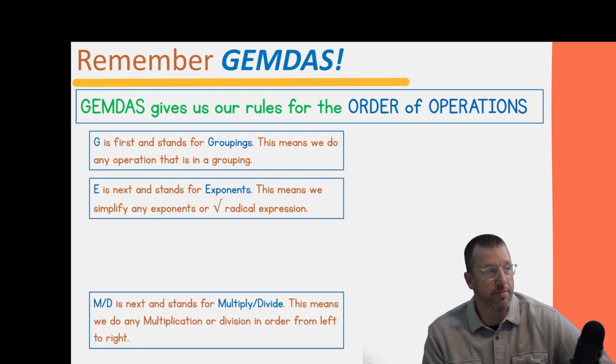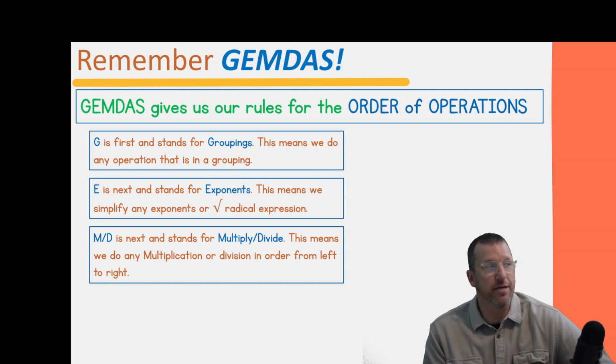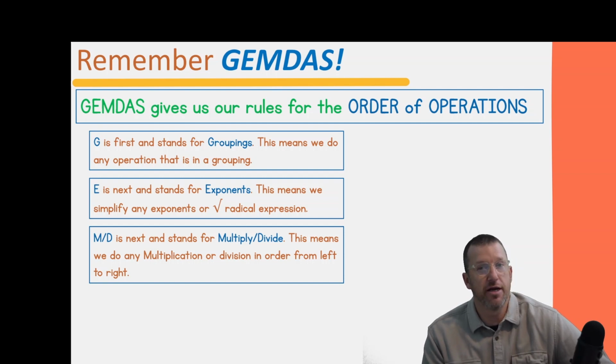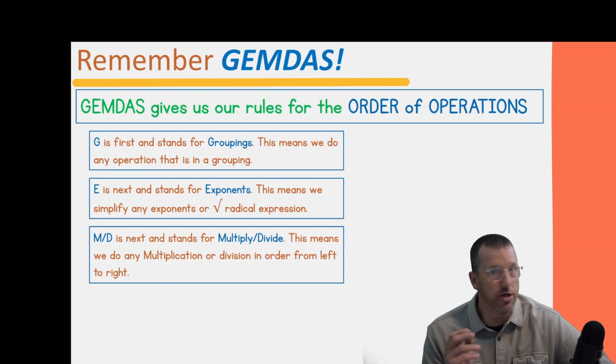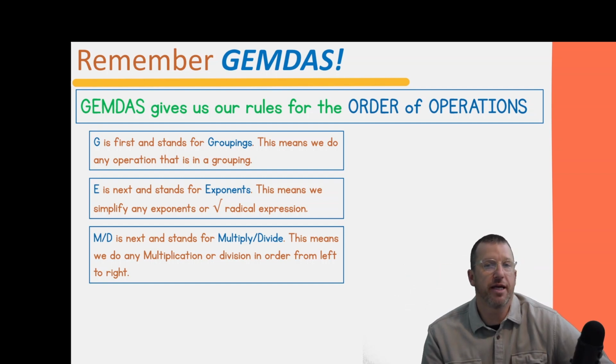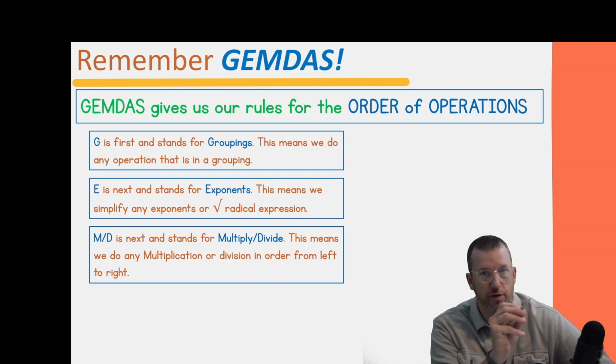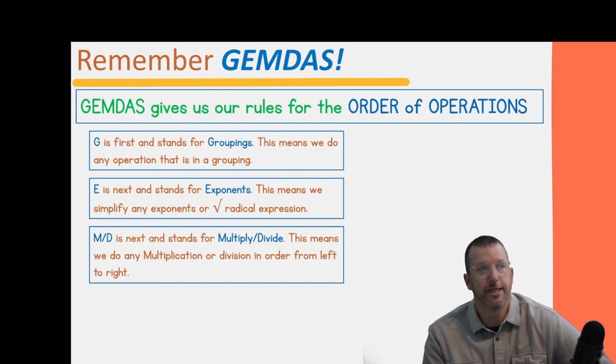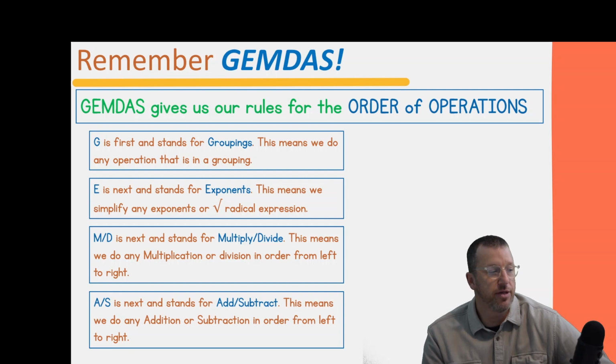And if we don't, we skip on to the next one, which is M and D, the multiply and divide. This means we do whichever one of those we see first, following another rule called left to right, or how do you read a book? You start at the left and you move to the right. So we look for any multiplication or division, and then we do whichever one we see first going left to right. And then finally, the last 2 letters are the A and the S, for addition and subtraction, and we follow the same rules as we did for multiplication. Look and see which one you see first, going from left to right.